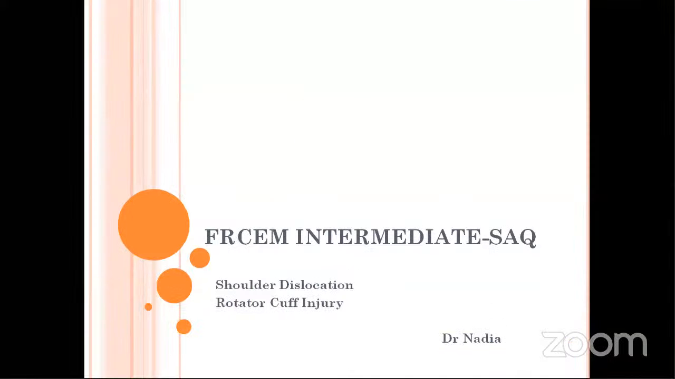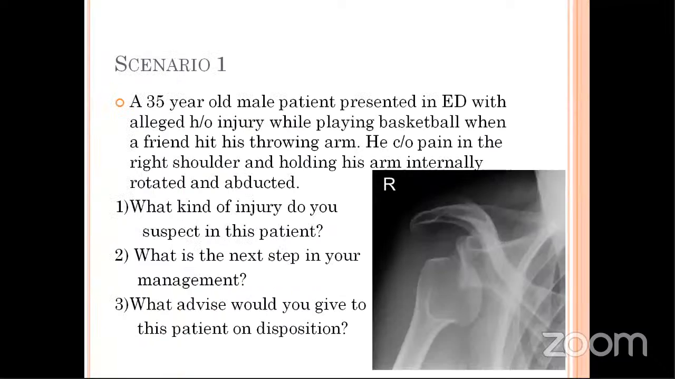Good morning. Today my topic is shoulder dislocation and rotator cuff injury, if I can make part B. Coming to scenario, a 35-year-old male patient presented in ED with alleged history of injury while playing basketball when a friend hit his throwing arm. He complains of pain in the right shoulder and holding his arm internally rotated and abducted.